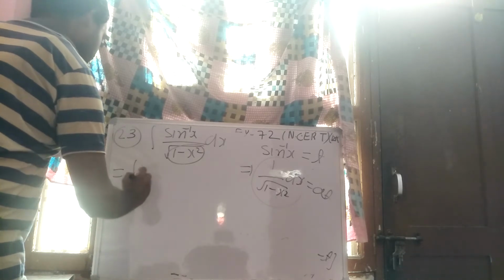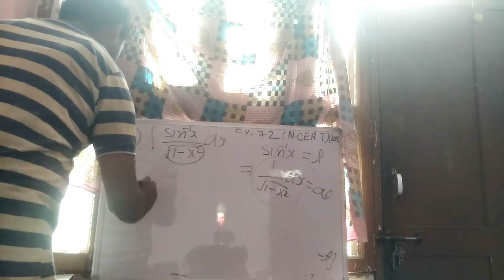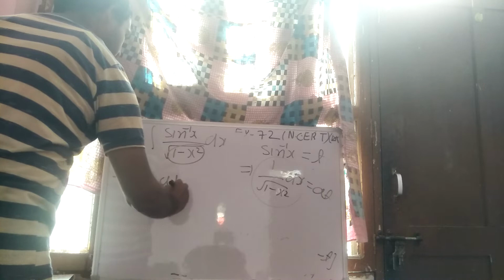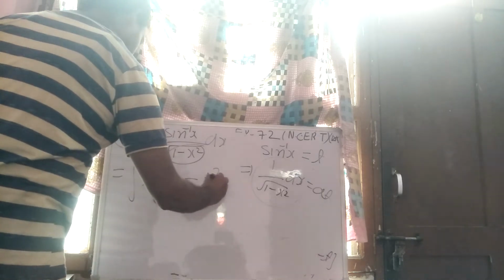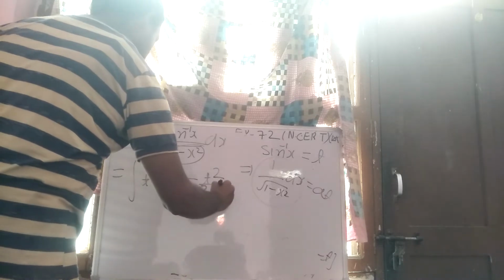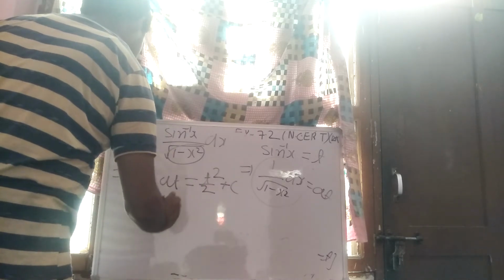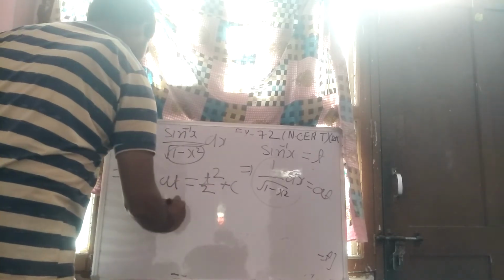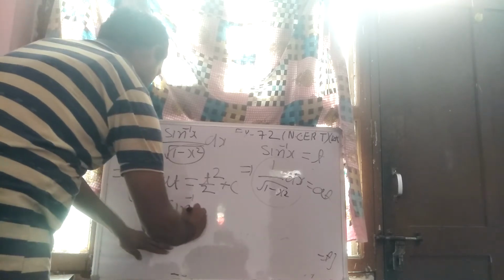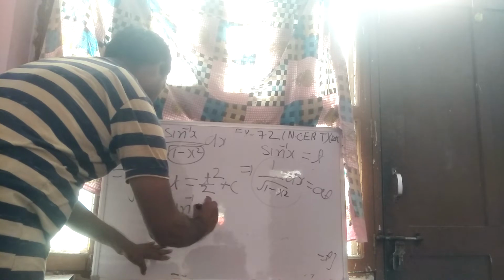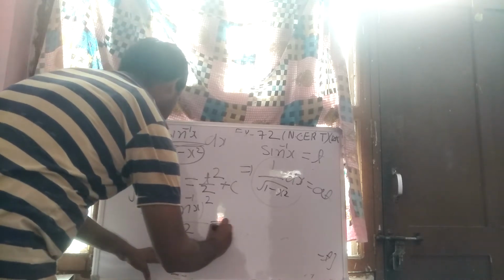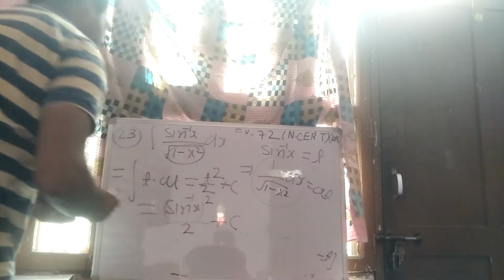So we put this as t and this as dt, simple t. We also know that this is an algebraic term, so t square upon 2, and t means sin inverse x. So sin inverse x power 2 upon 2. This is the complete answer, and we have to check.